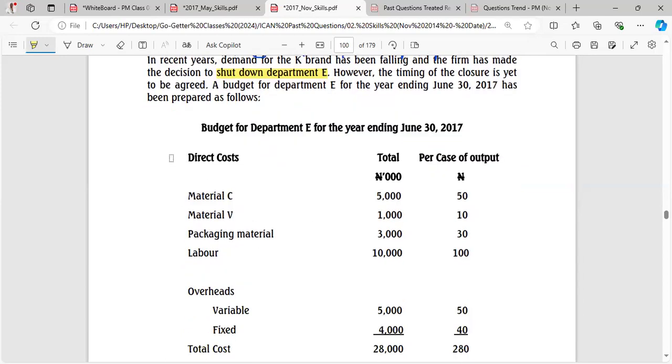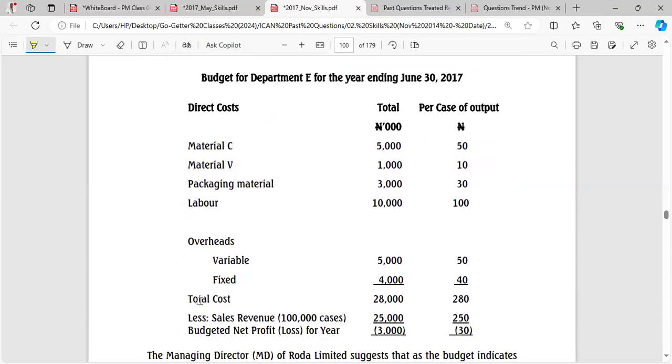Now look at the budget, we have direct costs. All these are direct costs, and we see the total cost. This is the total cost in thousands of naira. We have the overheads, variable and fixed. Everything here is 28 million. Now, if you look at the output per case, this is the number of requirements per case.